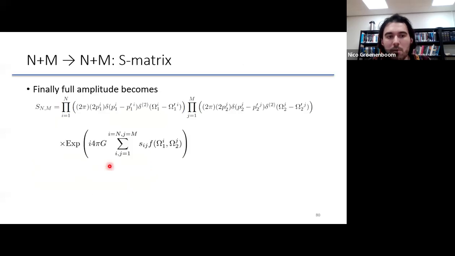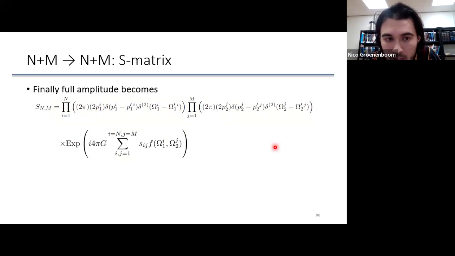So finally, we can combine this to have this full amplitude given by this. So we see the exponent that we saw before coming from the vertices. And then there are the products of the momentum conservation, the conservation of the angles that we mentioned, and other factors that come from the contour integration.